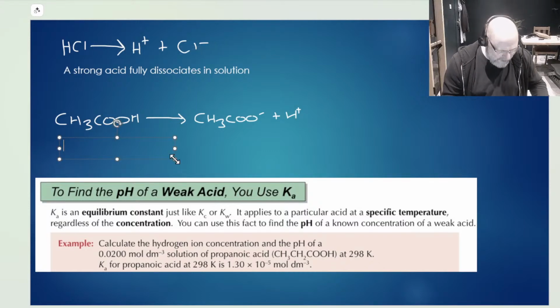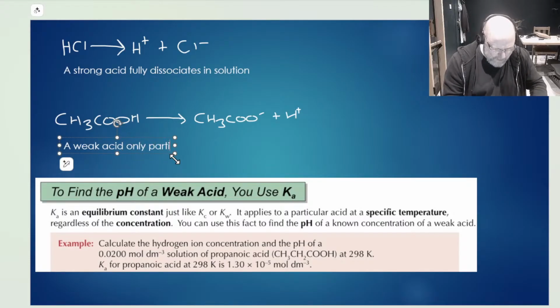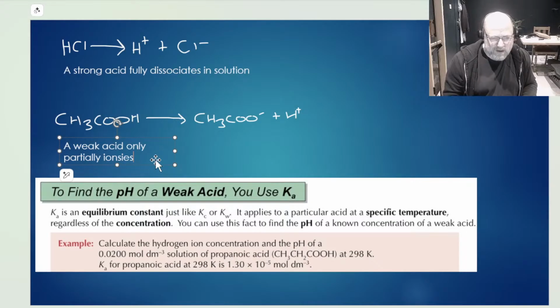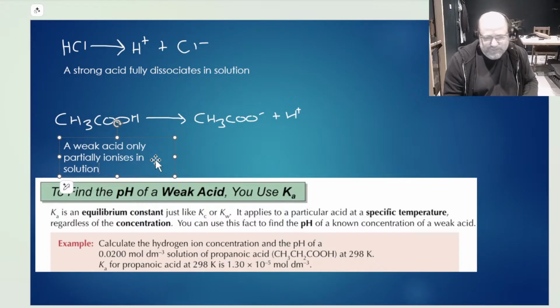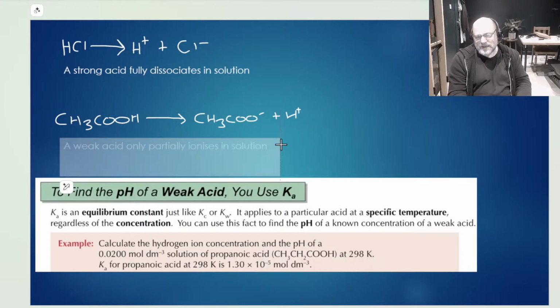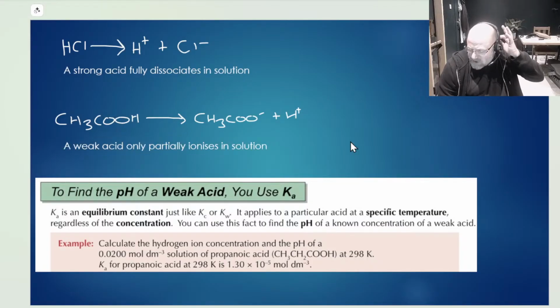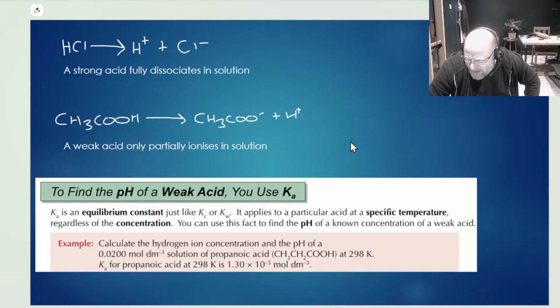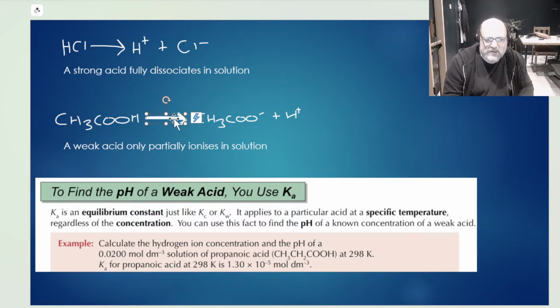So a weak acid only partially ionizes in solution. Now, what that means is slightly different. We are going to get less hydrogen ions. So pH 3.3, we'll check that out in a second. It should be a reversible reaction. Absolutely.